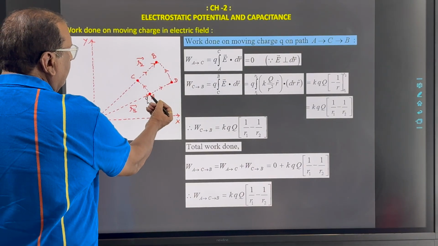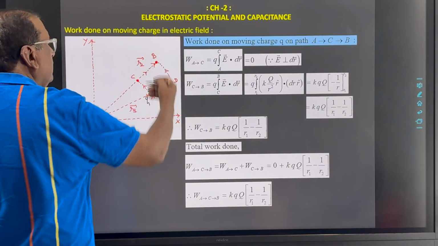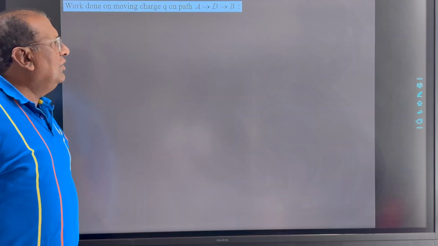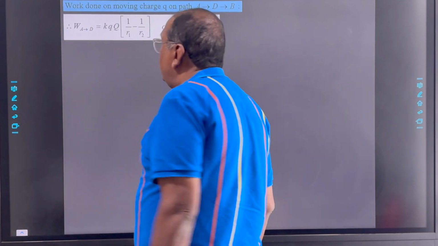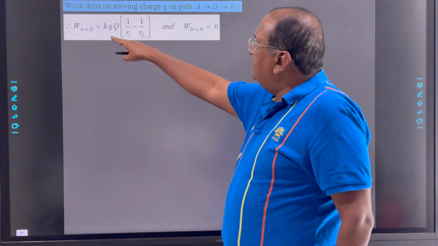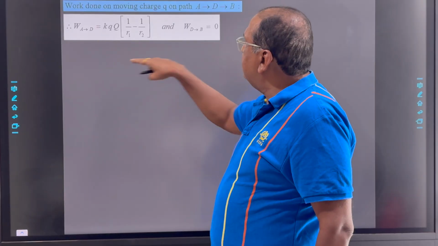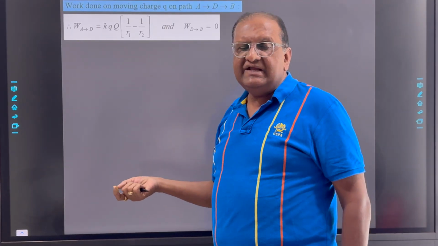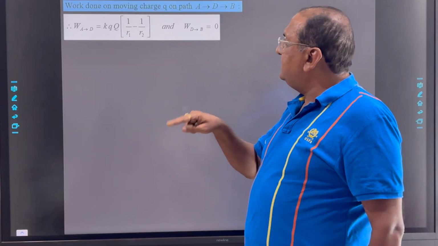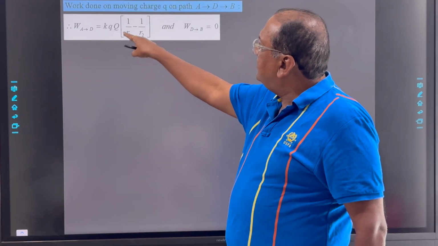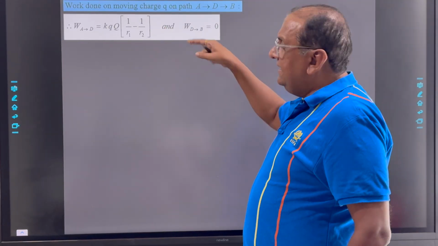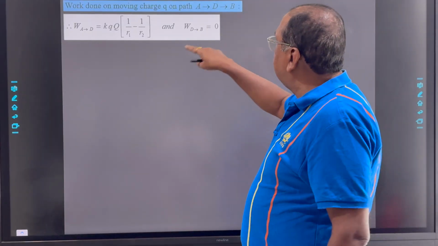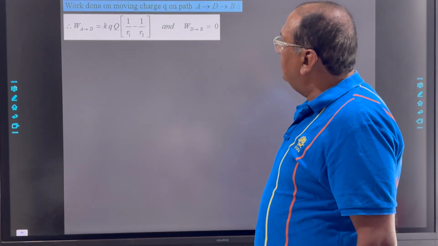Suppose charge q is moved from A to D and D to B. So work done on moving charge q on path A, D, B. So first we will calculate A to D. So A is at a distance R1, D is at distance R2. So as previously calculated from C to B, like that we can write KQq into 1 upon R1 minus 1 upon R2. And similarly D to B on the curved path, work done is 0.